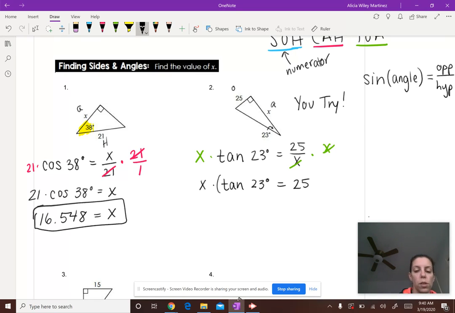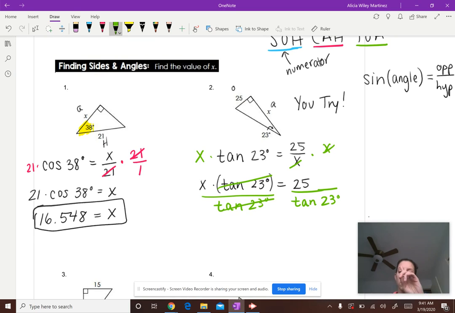Okay, remember tangent 23 represents one whole value. So if you're going to move it to the other side or multiply it to something, it needs to stay together. Okay, tangent is not a number. Tangent is a function. Tangent of 23 is a number value. So I'm going to continue solving this to get x by itself. To do that, I'm going to divide both sides by tangent 23 degrees, like this. There it is. Anything over itself is 1, right? So then we have x equals 25 over tangent 23 degrees.